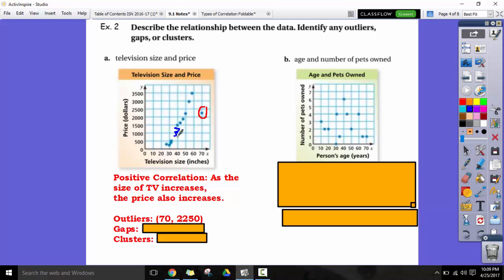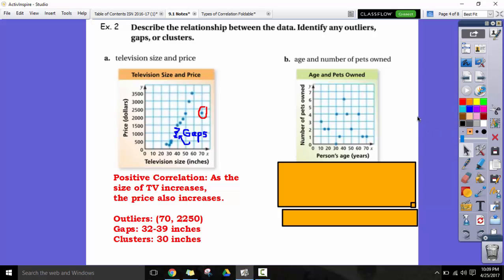Now gaps is an area where there are no points. So right in here, there are no points. So we would call those gaps. Now, it's kind of hard to identify without actually pointing to it and saying gaps. So when you write it down, we can see that the television size where there are gaps is in between about 30 and 39 inch TVs, or 32 and 39 inch TVs. So there's gaps there. And then clusters, they're all clumped together right around 30 inches. So that is a cluster.